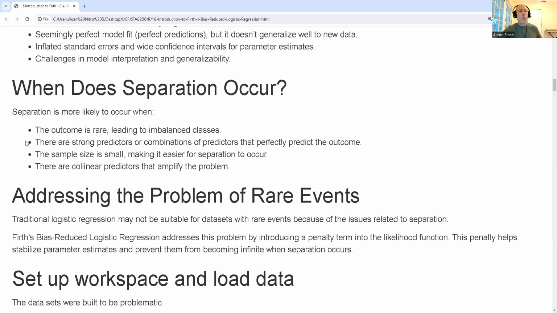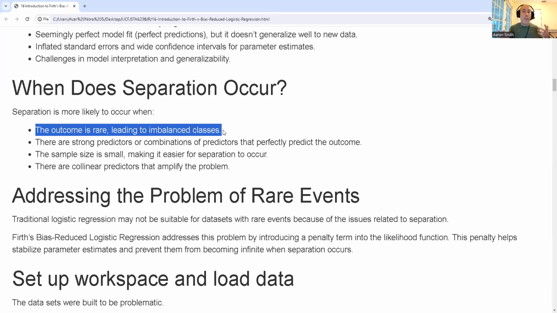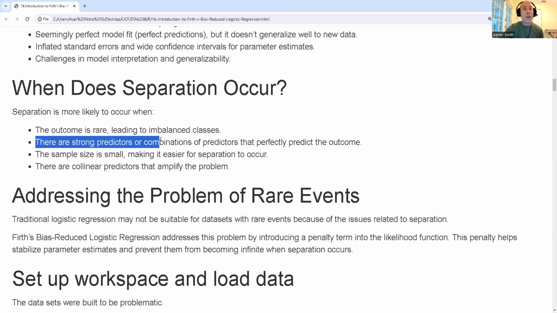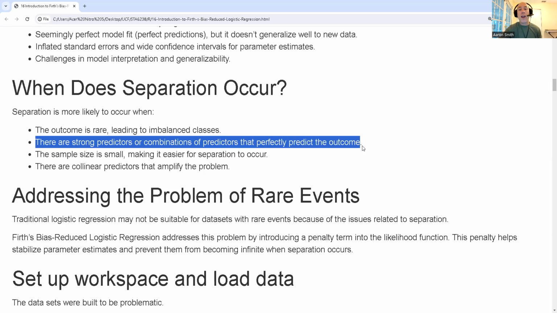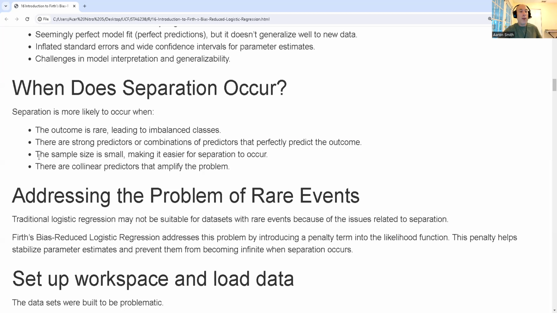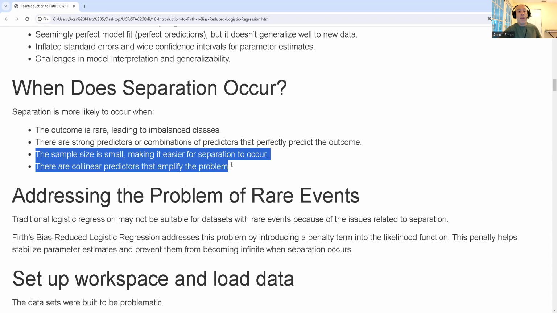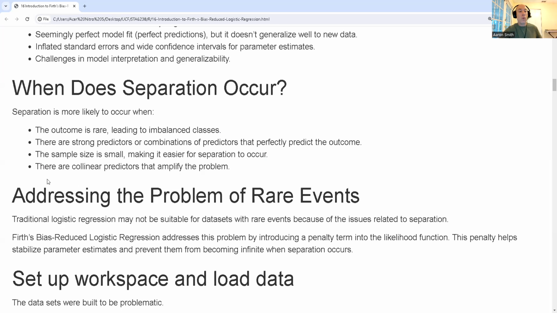So when does separation occur? Typically it's when the outcome is rare, and basically just from us not having enough data, the rarer occasions just by fluke correspond perfectly with our predictor variables because we don't have a lot of observations. There's also the case when a strong predictor or a combination of predictors perfectly predicts the outcome on the training data. The sample size is small, making it easier for separation to occur.